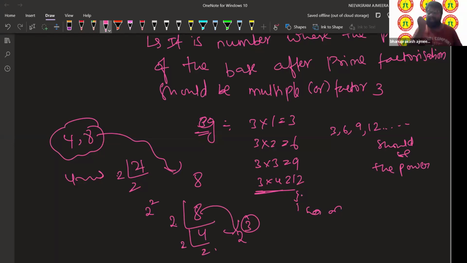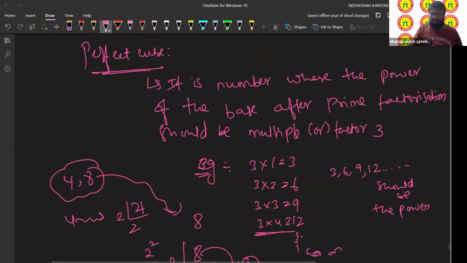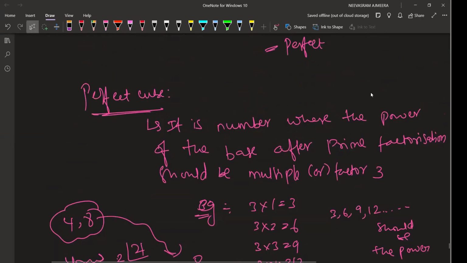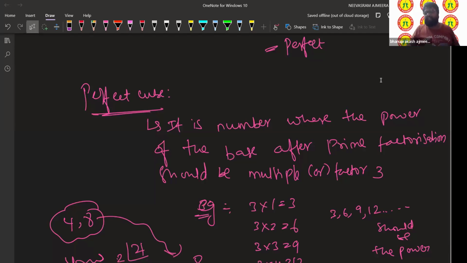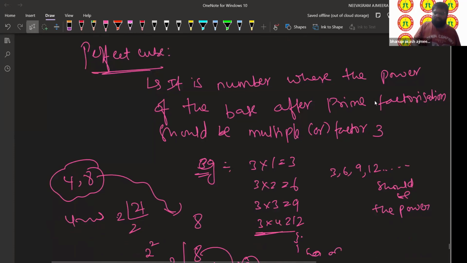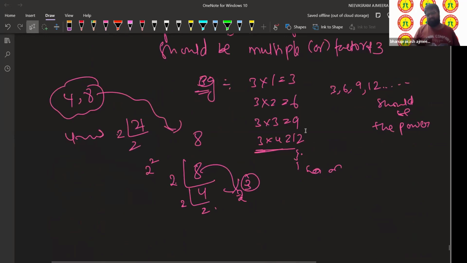I am telling you, please understand what I am telling. Here 2 is the base, 3 is the power. It is a number where the power of the base after prime factorization should be a multiple or factor of 3. The power I am talking about, not the base. Again, students, please don't misunderstand. I'm talking about power.